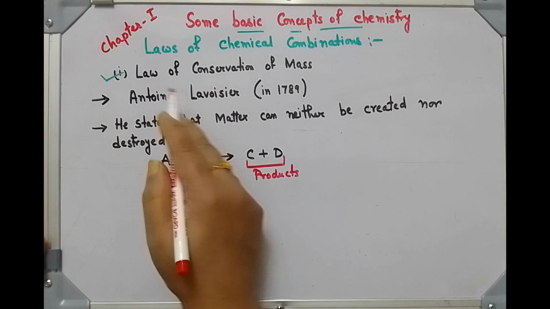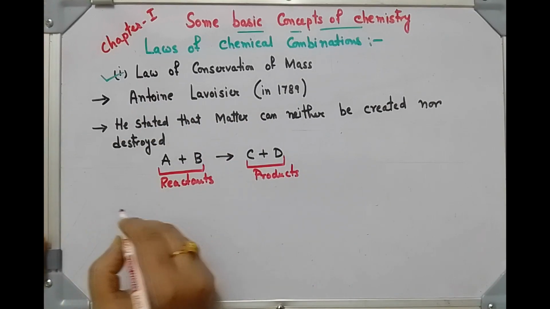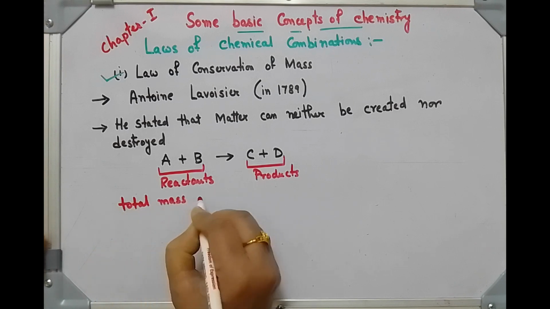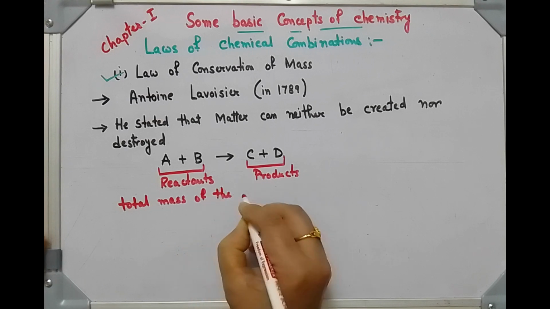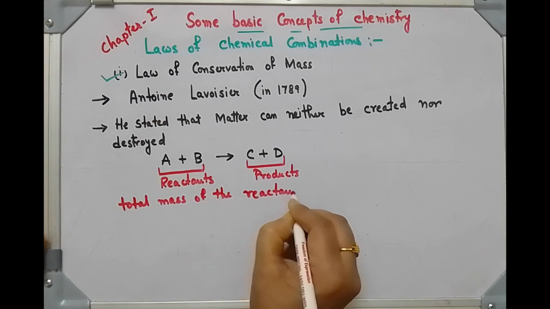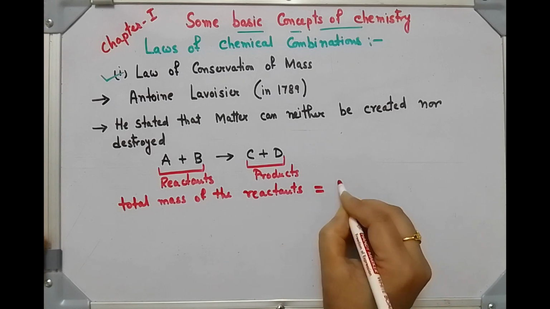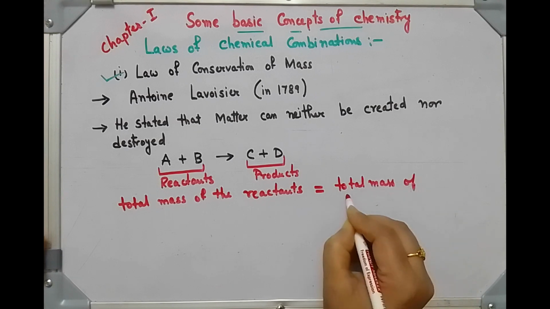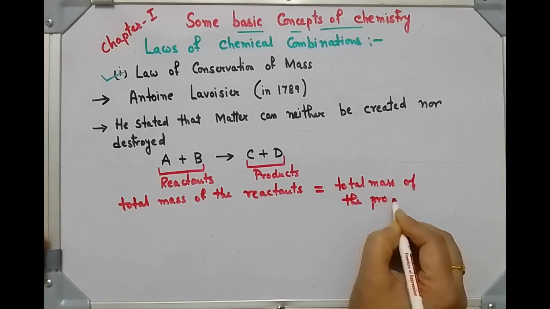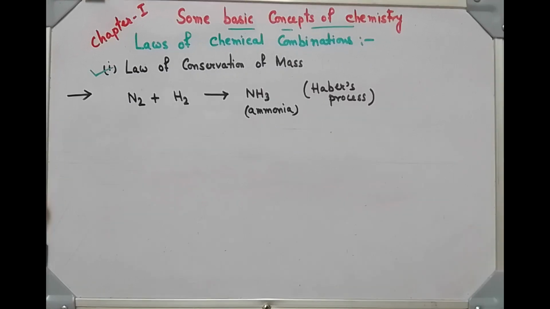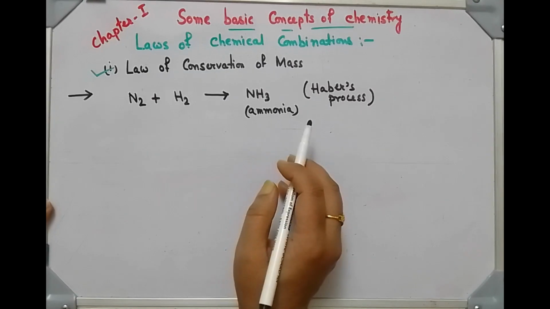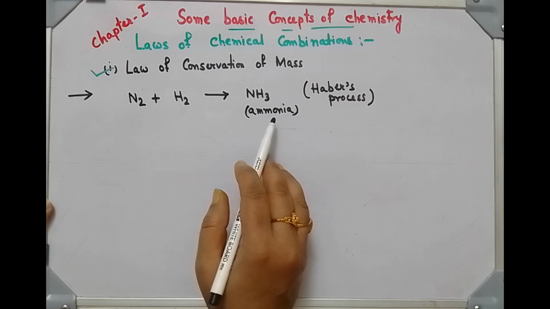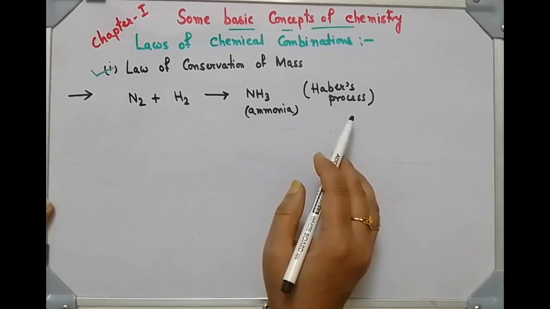So according to this law, law of conservation of mass, total mass of the reactants is equal to total mass of the products. Now we will see how to apply this law. So nitrogen plus hydrogen, we are getting ammonia. This is Haber's process, ammonia formation reaction.